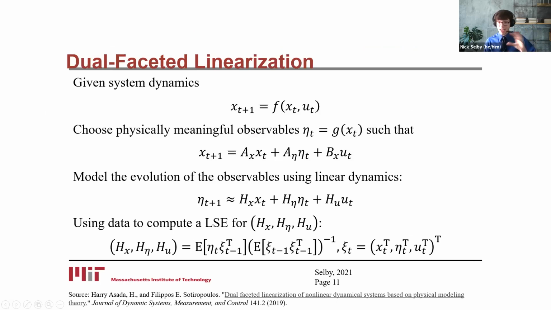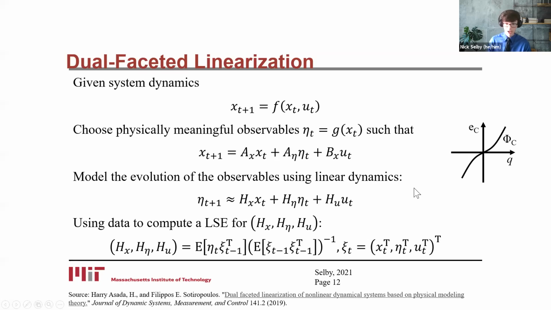And this is important to remember because it will cause problems for us later. So dual-faceted linearization brings in the physical knowledge of the system by assuming that it is modelable as a lumped parameter system. Given system dynamics, state x at the next time equals some nonlinear function f of state and control input at the current time. DFL, or dual-faceted linearization, shows us how to choose physically meaningful observables such that we can approximate the state transition dynamics exactly with a linear model using a vector of physically meaningful observables, eta, right? That's this guy. Then we can compute a simple linear regression to compute a least squares estimate for a linear dynamic model for these eta dynamics.